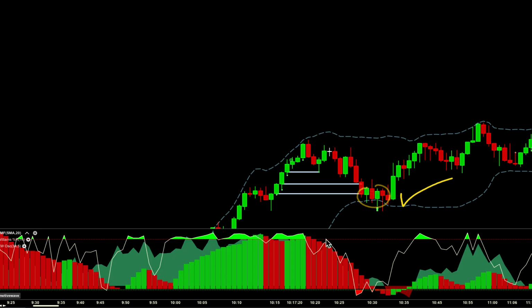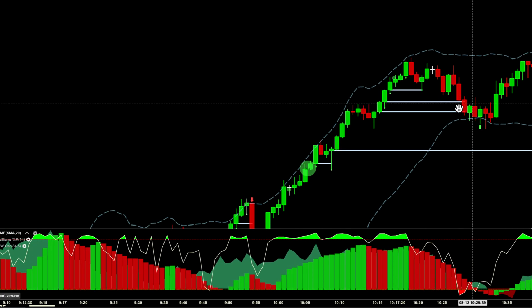Now the next red candle is a doji. The next red candle is red. The next red candle is red indeed. So I have red trend down, supported by two red candles in a row. I would go ahead and knock out this long at this point. I would exit the long at this point.